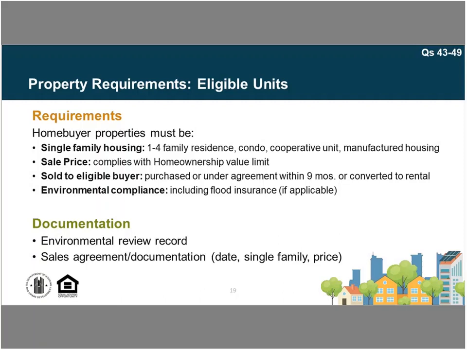HUD implements that through a homeownership value limit that it publishes on the HUD Exchange every year as it gets its allocation of funds. I will remind you that there are in fact now 2 limits for each of your jurisdictions, for each of those 1 through 4 unit sizes, one for existing housing and the other for new construction. The next requirement is that it be sold to an eligible low-income buyer, and the rule requires that it be purchased or under a ratified sales agreement within 9 months of completion of construction, or it must be converted to rental or the funds repaid.